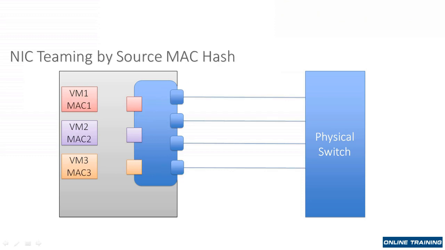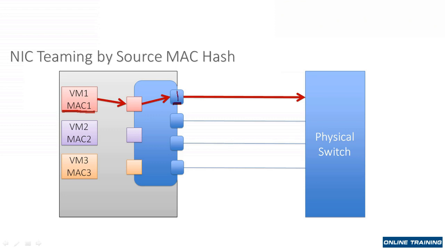Another option is NIC teaming by source MAC hash. So if you don't know what a MAC address is, every virtual machine has a unique layer 2 address called a MAC address. Just think of it as a unique identifier that every single virtual machine has. And MAC hash works pretty similarly. Based on the MAC address, each VM is tethered to a physical adapter. So this particular VM has, we'll call it MAC address 1, even though it would be like a large hexadecimal number. Based on that, that virtual machine will be tied to a specific physical adapter.